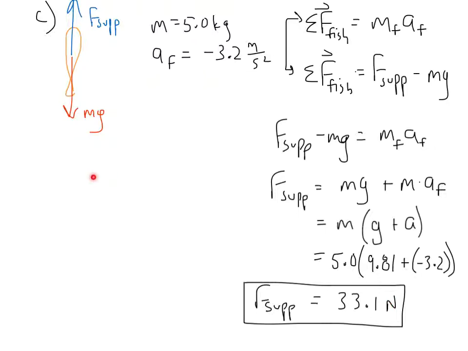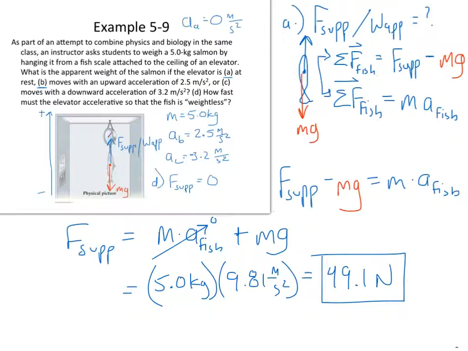All right, I'm going to see if I can do my best to do part D in this little area here in the lower left, and then we can be done with this video segment. So part D. If you need to, we can go back to it quickly. How fast must the elevator accelerate such that the fish is weightless?